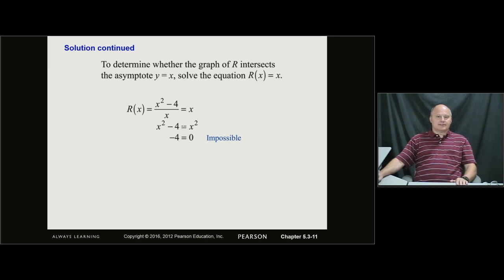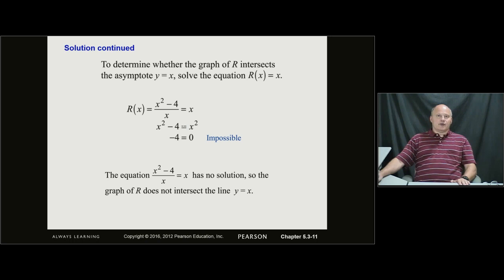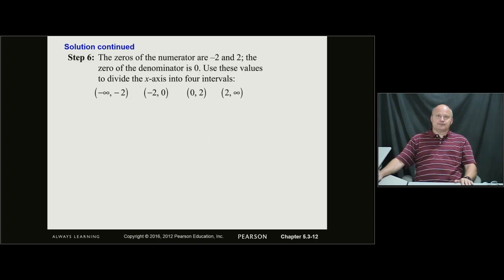So the oblique asymptote: the graph stays off of the oblique. The equation x squared minus 4 over x equals x has no solution, so the graph does not intersect the line y equals x. But it does merge into it. It gets closer and closer.